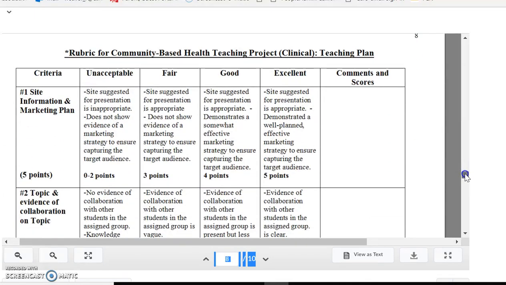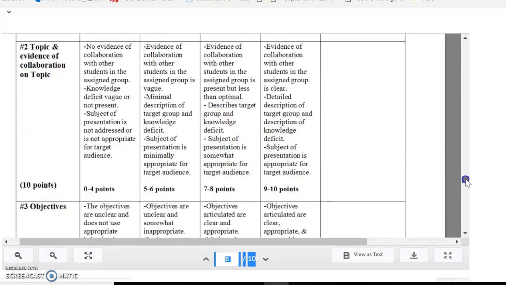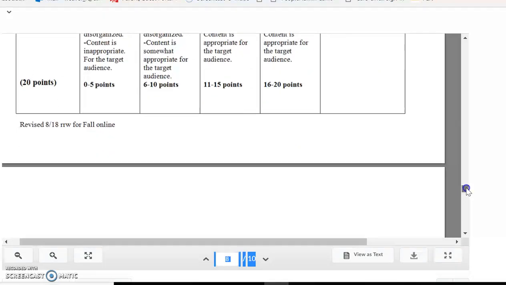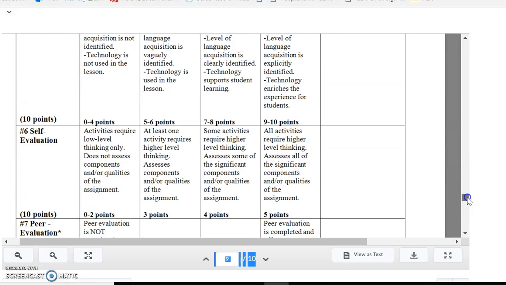So this is the rubric for how I correct the teaching plan. So there's the information, the site visit, which is worth 5 points, the topic, the objectives, the outline, the learning activities, the self-evaluation.